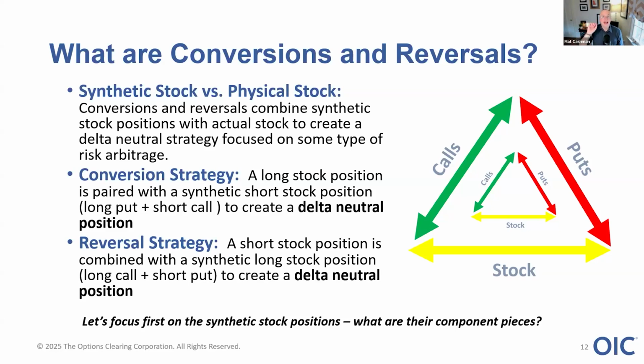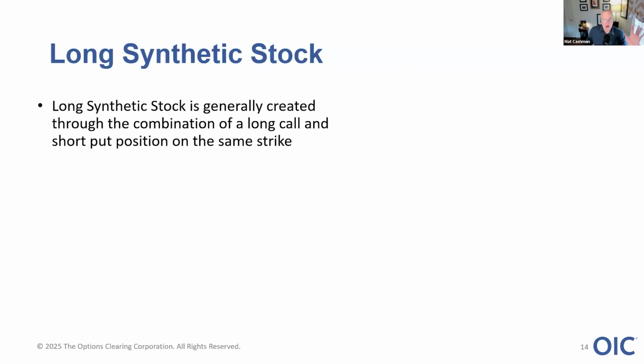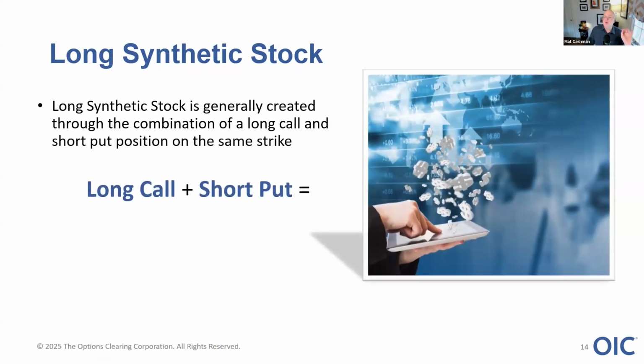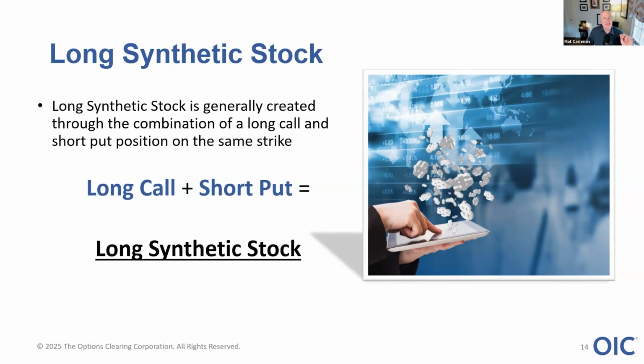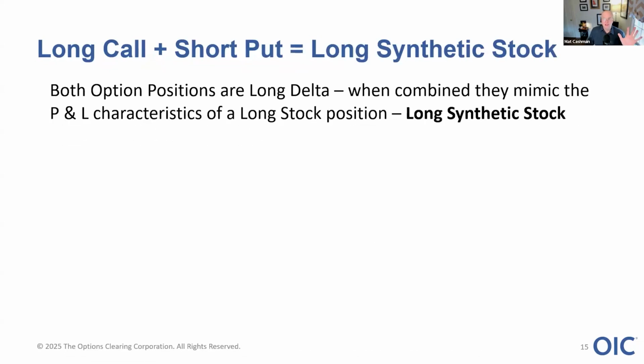Let's focus first on these actual synthetic stock positions. How do you create synthetic stocks? Long synthetic stock is generally created through long calls and short puts on the same strike. So if you want to create long synthetic positions, you add a long call and a short put on the same strike to get long synthetic stock. That looks like this from a risk P&L perspective. Both of those trades have what we call long delta associated with them. So when you add them together, you end up with the P&L characteristics of a long stock position.